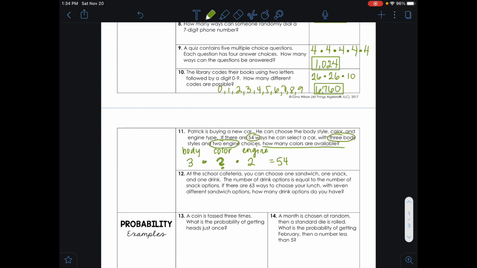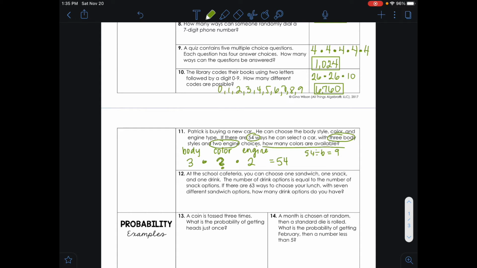So 54 total possibilities. And now we got to figure out what that missing number is. So 3 times what times 2 equals 54? Let's just multiply the 3 and the 2 to get 6. And then we're just going to divide 54 by 6.